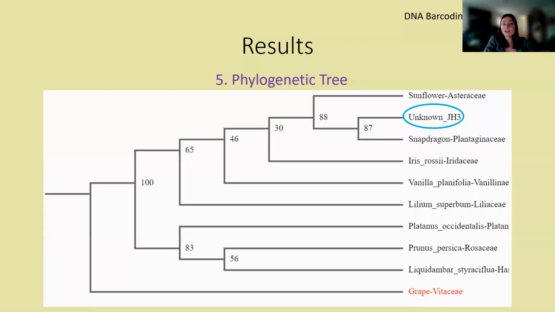Here you can see my phylogenetic tree that was made by DNA Subway. The base of the tree shows the common ancestor, while the branches show where each organism splits from one another. The tree shows us that my unknown sample was most closely related to the snapdragon Plantaginaceae family, meaning that it is most likely a snapdragon. We can also see the similarity between my sample and other related plants, such as sunflower.